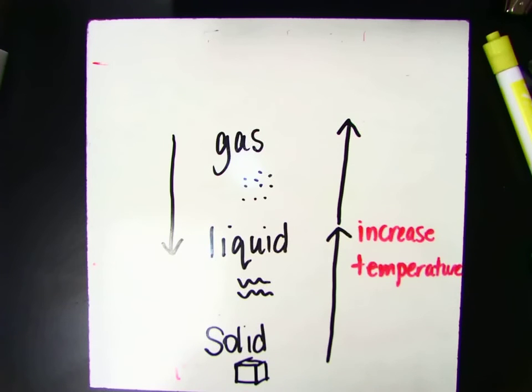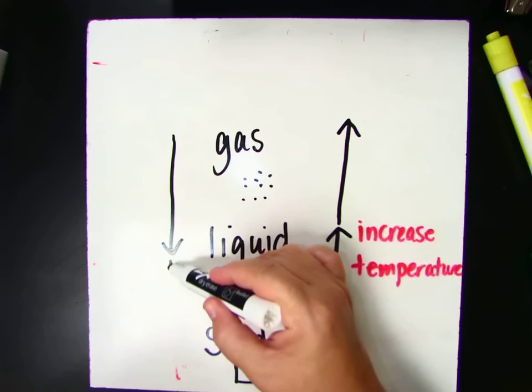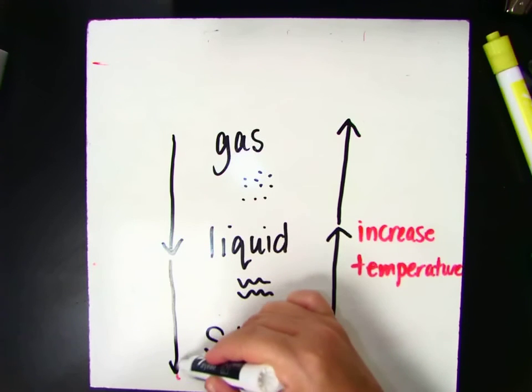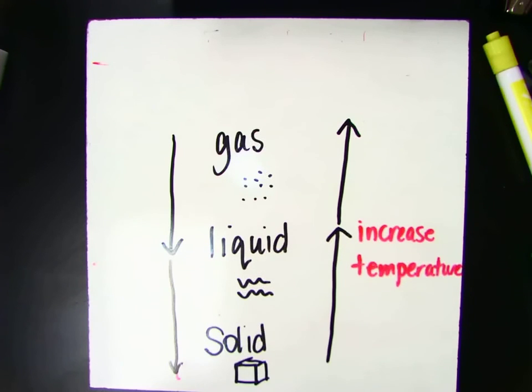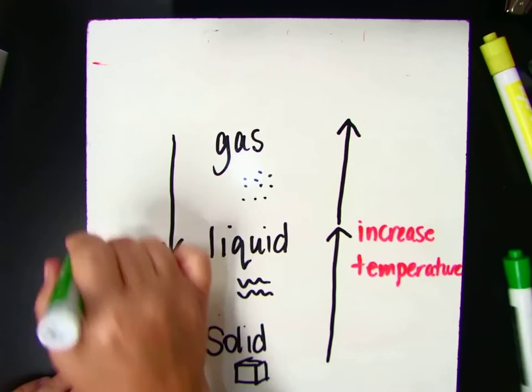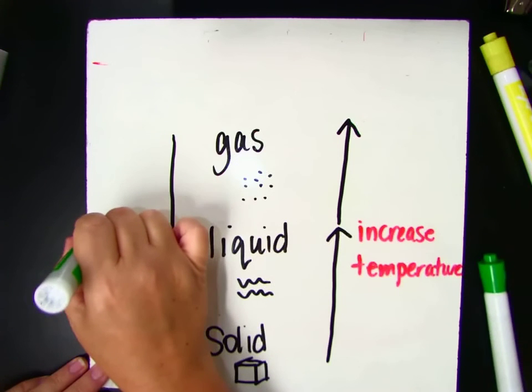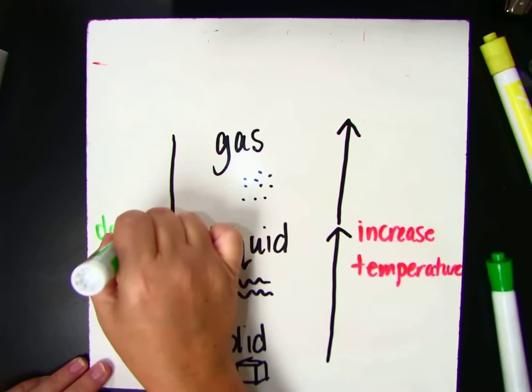Now, let's think in terms of changing from a liquid to a solid. If we want to make ice, we put the liquid in our ice cube tray, and we put the ice cube trays into the freezer because we want it to cool down. So in this case, going from a gas to a liquid and then back to a solid, we actually have to decrease the temperature. We have to make the temperature lower.